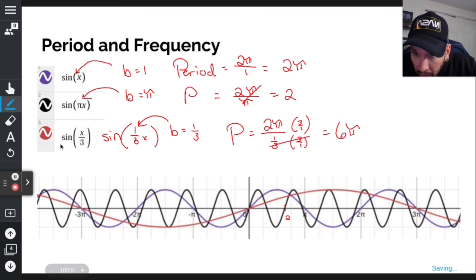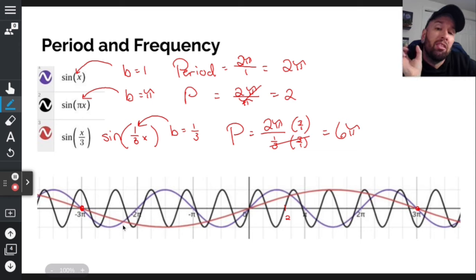Okay, so looking at this red line, even though we don't see it, this stretches out to 3 pi. Over here at negative 3 pi, we see that it's on the x-axis, and then it goes below, and then it goes above, and then it repeats itself from negative 3 pi to regular 3 pi, which is 6 pi. Okay, so the period is how many units it takes for something to cycle.